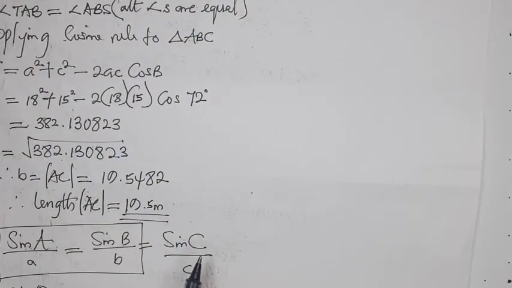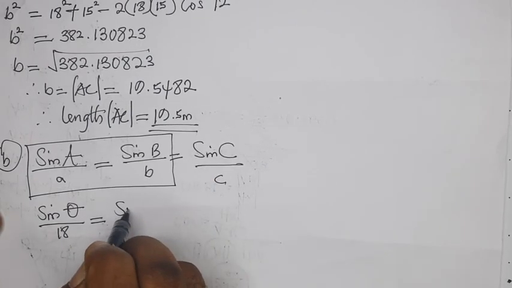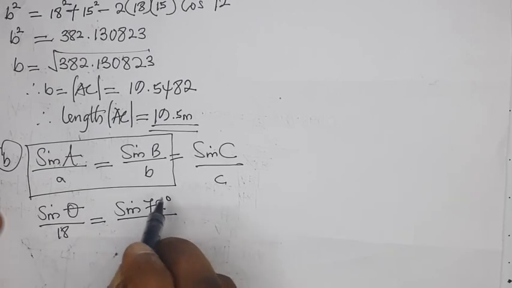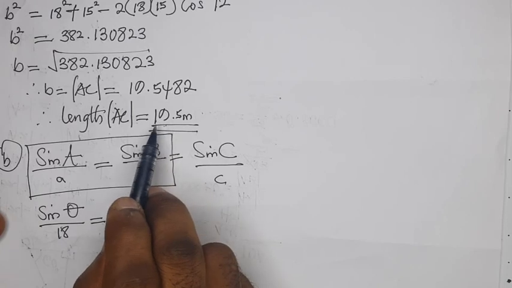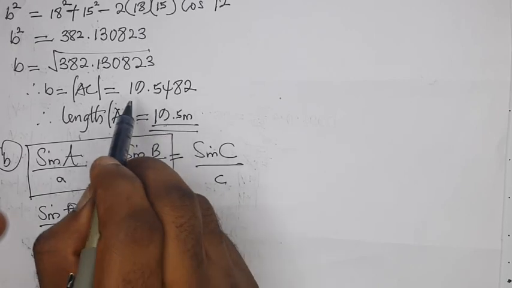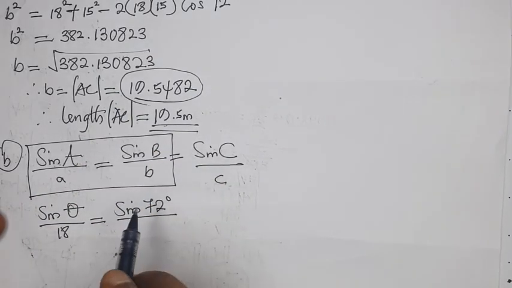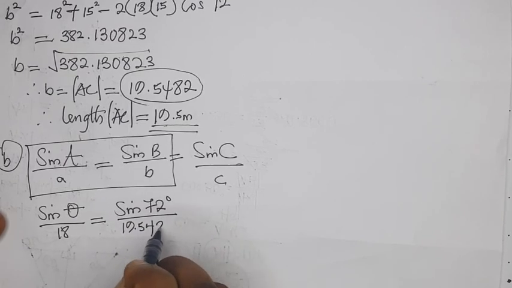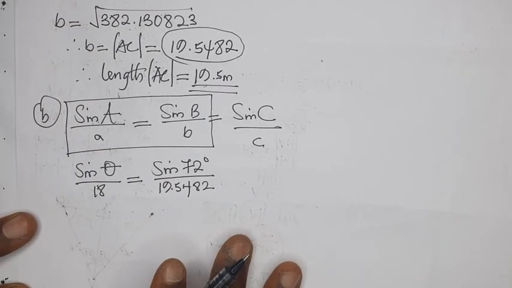So I'm going to write it down also in the problem I'm solving thus. So I'm going to say sine 72 degree all over, my b is 19.5. We already found that. But it is safer not to use the approximated value. Work with the value that you haven't approximated so shortly. So I'm going to write it as 19.5482. Yes, this is going to give me the closest answer to what I'm looking for.